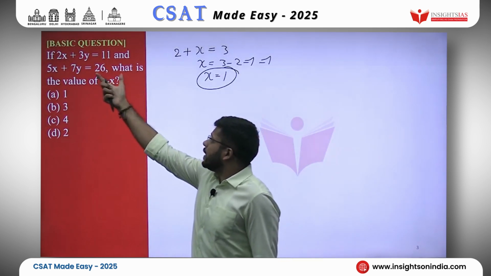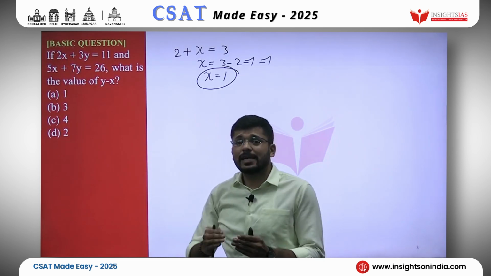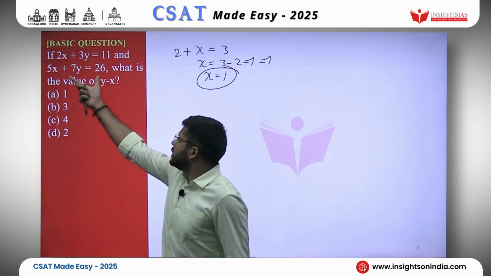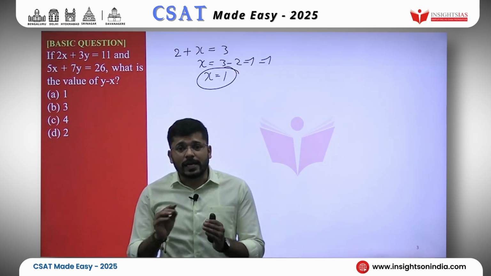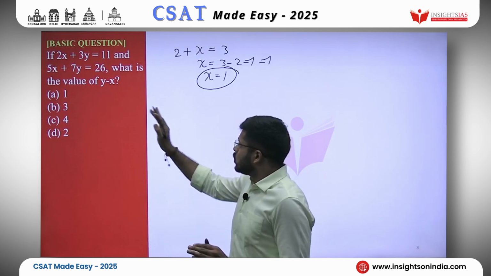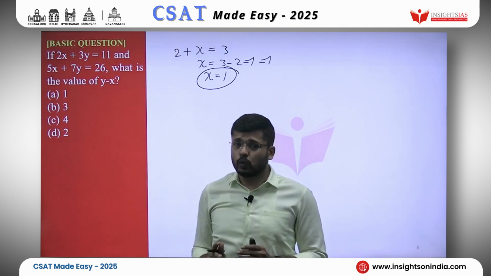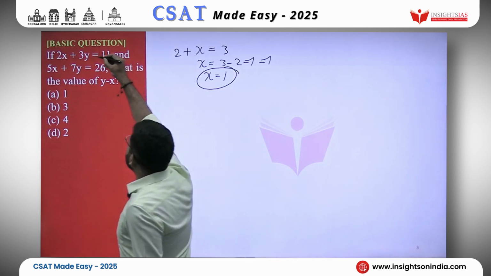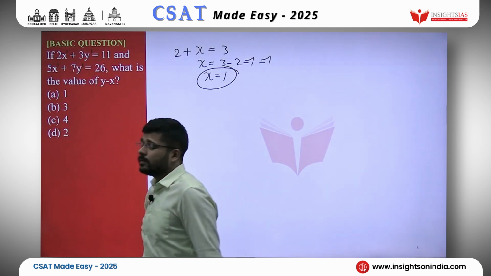However, if you took only this equation, 2x plus 3y is equal to 11, x and y each of them will have infinite values. Or if you took this equation alone, 5x plus 7y is equal to 26, x and y each of them would have infinite values. So to solve for two variables, we need at least two equations of first degree. What do I mean by first degree? Their exponents should be 1.